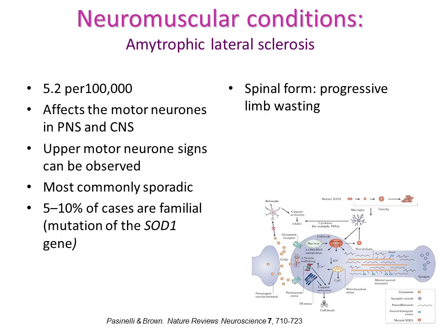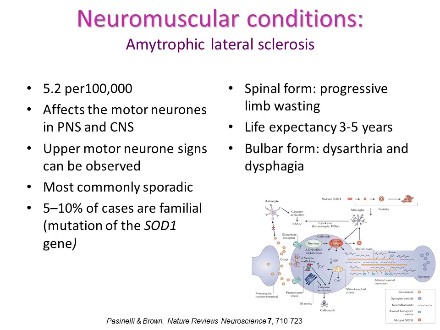In the spinal form of ALS, there's progressive limb wasting, and the life expectancy is about 3 to 5 years. But there's also a bulbar form, and there dysarthria and dysphagia are key features, and there the life expectancy is shorter, of 2 to 3 years. Now ALS is a rare condition, but it is greatly feared because of its life-shortening and fast progression.